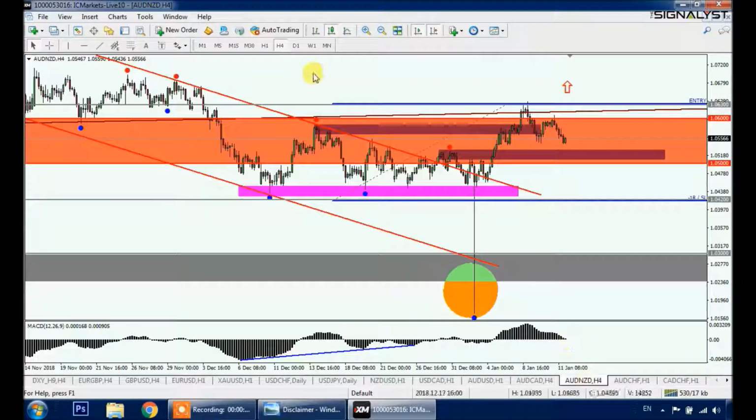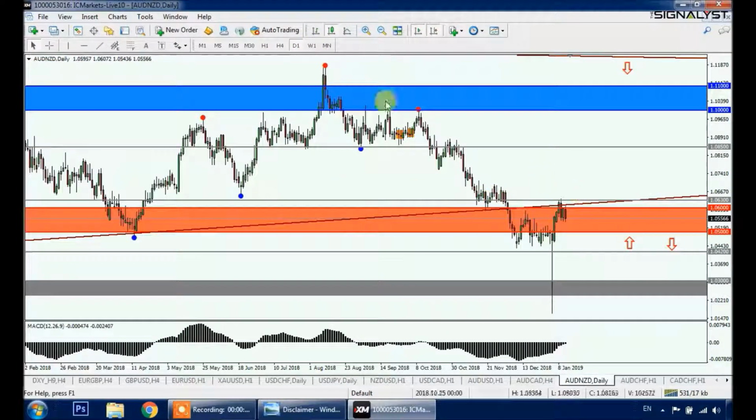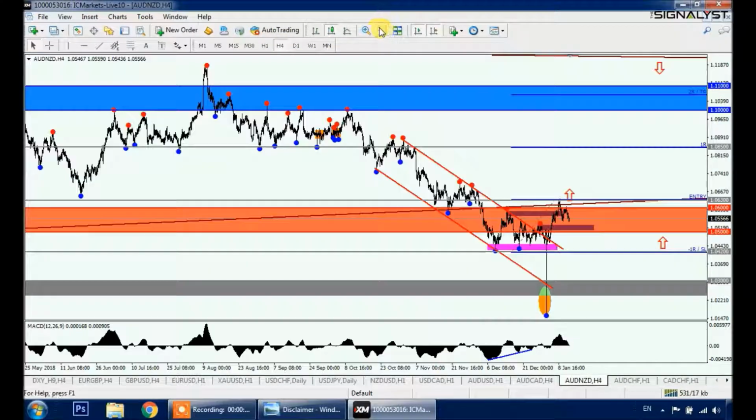AUD NZD. On weekly we have a rejection candle with a big wick from the upper side, rejecting this long-term trend line in brown. On daily we have nothing to mention for now. On H4 we are still waiting for a momentum candle close above this level, 1.063, which is also a break outside our red zone for more confirmation.